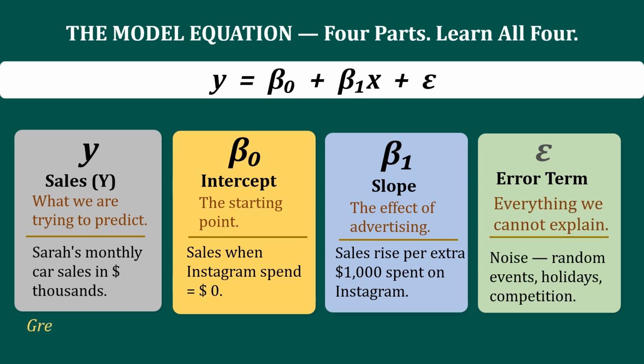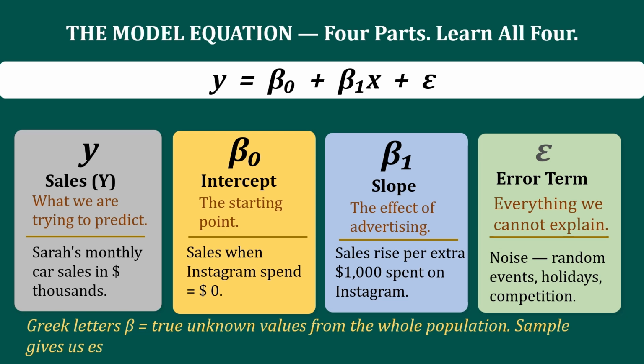One thing to remember, the Greek letters beta are the true values for the whole population. We never actually see them. All we get are estimates called B0 and B1.